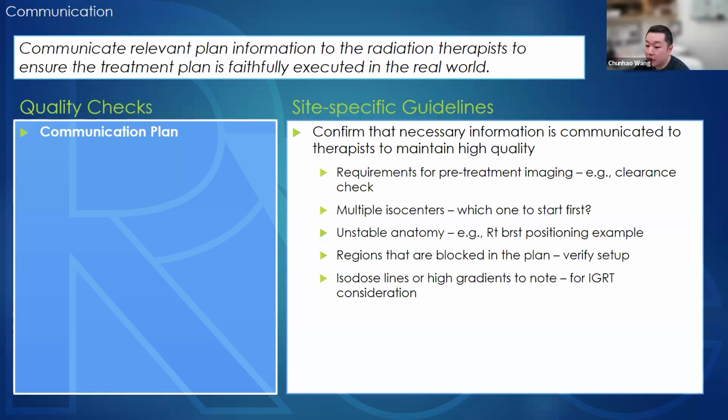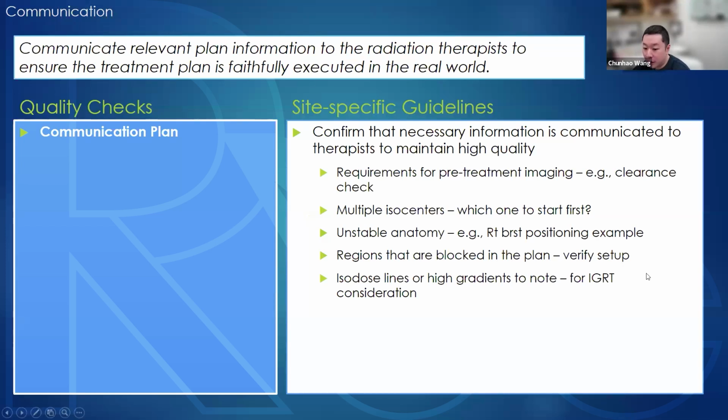3, for unstable anatomy, for example, the kidney patient example we showed before, where we needed to reposition the patient's right breast. This kind of unstable anatomy, we definitely need to tell the therapist to pay extra attention for a reproducible setup. So 4, regions that are blocked in the plan. This is pertinent to the beam block due to the external anatomy, such as the left arm down example for the liver case that we discussed in our prior example.